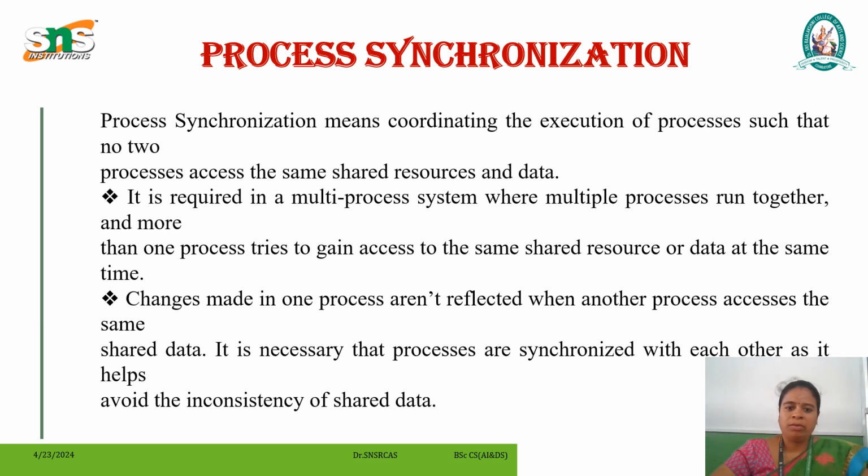On the basis of synchronization, processes are categorized into the following two types. First one, independent process. An independent process is one where the execution of one process does not affect the execution of another process. Next one, cooperative process. A cooperative process is one where the execution of one process affects the execution of another process. Process synchronization problems arise in the case of cooperative processes because resources are shared in cooperative processes.